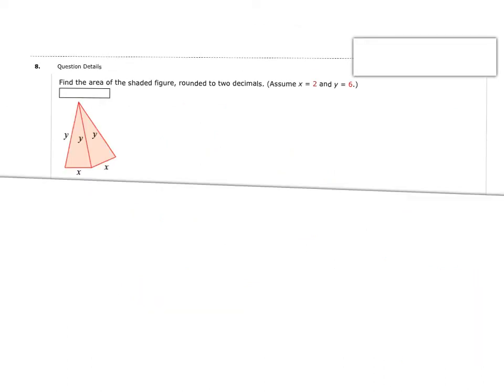All right, next up here we have another area problem. It looks like two identical triangles here, so I'm actually just going to find the area of one of those triangles and double them. So I know they're saying this is 2, and then these are 6s. And so what could we do here? We got a couple of options.